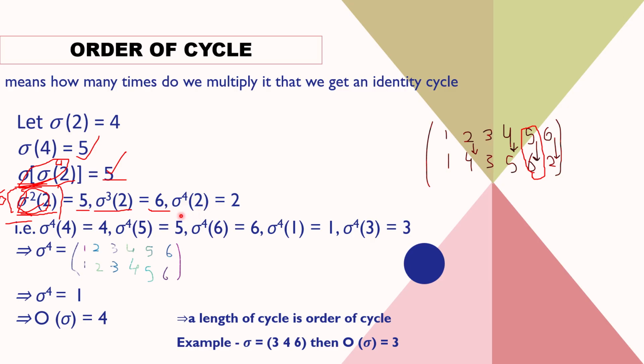Now we know, when are we getting identity? What does it mean by identity? That the element goes to itself, right? Like 1 goes to 1 itself. Now 2 will go to 2 itself after how many times you perform the operation?